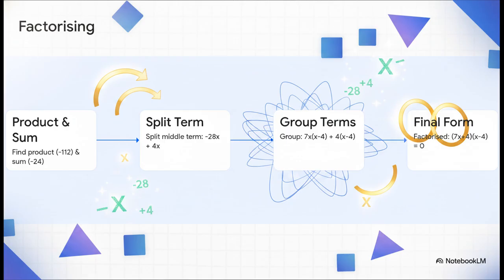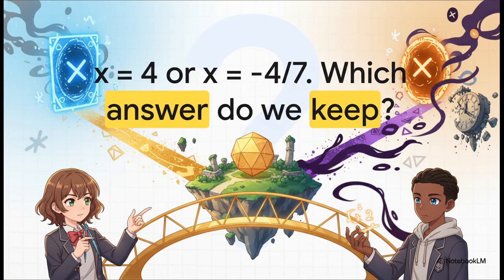Group the first two and the last two, pull out the common factors, and beautifully we land right at our factorized form, 7x plus 4 multiplied by x minus 4 equals 0. And this brings us to a really critical junction. Solving those brackets gives us two mathematical possibilities: x equals 4 or x equals negative 4 over 7.